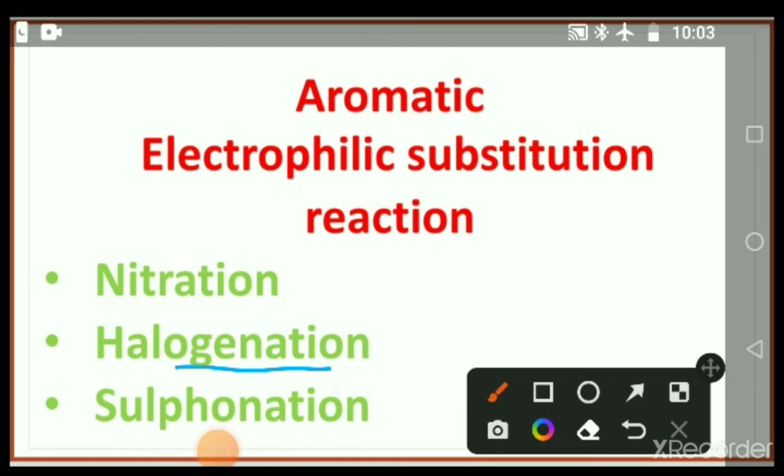Halogenation is a chemical reaction that involves the reaction of a compound with a halogen and results in the halogen being added to the compound. This is called halogenation.